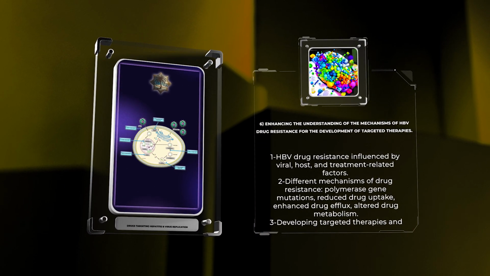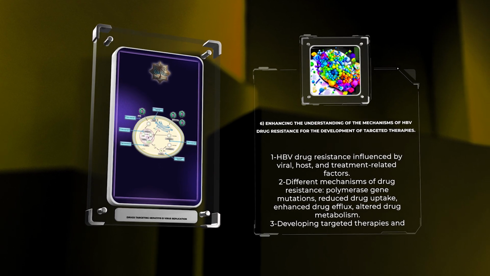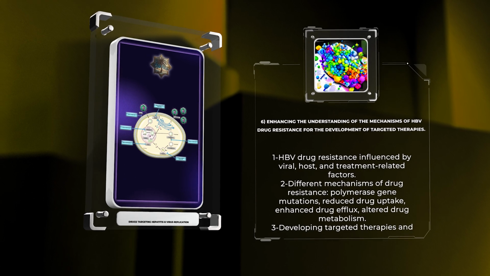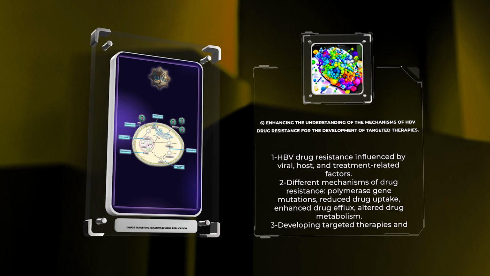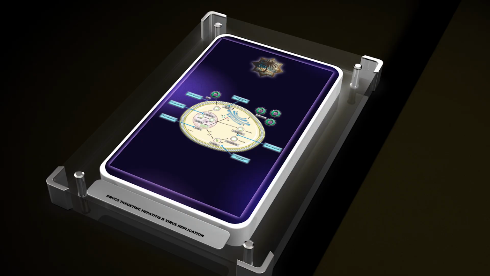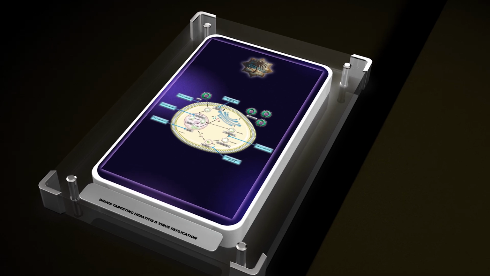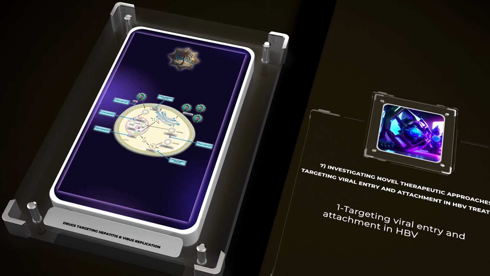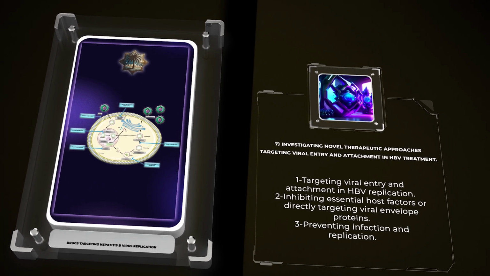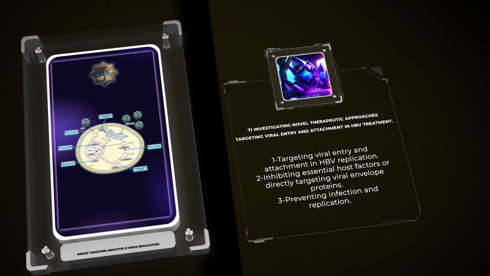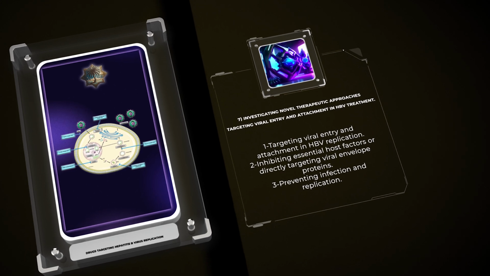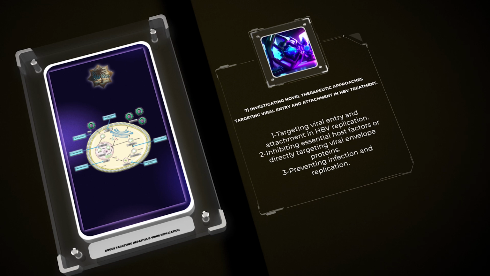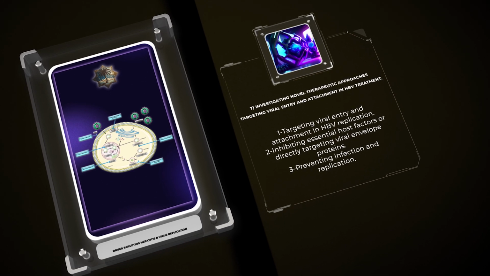By understanding these mechanisms, researchers can develop novel therapeutic agents that specifically target drug-resistant HBV strains or develop strategies to enhance the effectiveness of existing antiviral therapies. In the video on targeting hepatitis B virus, HBV, replication, we explore novel therapeutic approaches that focus on blocking viral entry and attachment. By understanding the molecular mechanisms of these processes, we can develop agents that inhibit essential host factors or directly target viral envelope proteins, preventing infection and replication.